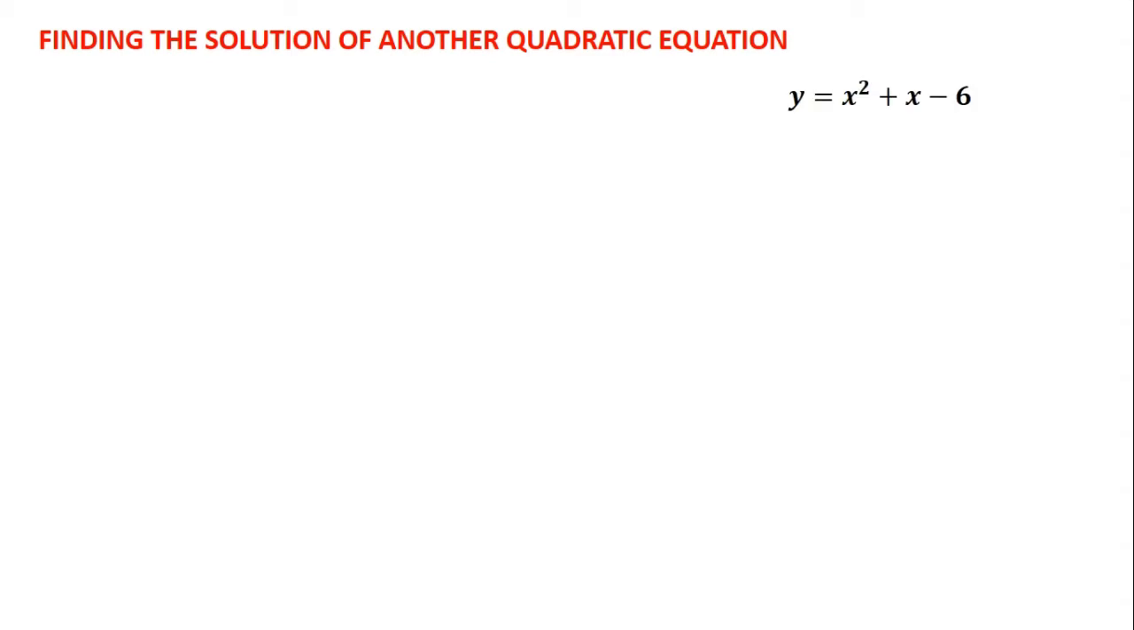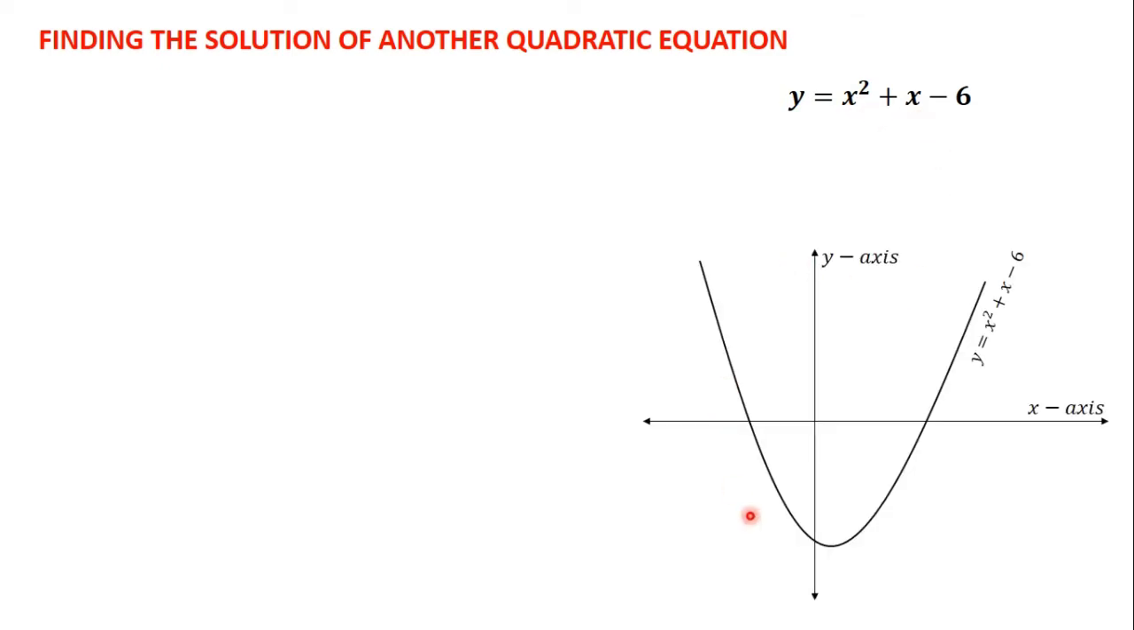So for example, if we draw the graph of the quadratic function y is equal to x squared plus x minus 6 on the graph sheet, we have something like this. We have the x-axis here, the y-axis here, and the graph of the function y is equal to x squared plus x minus 6. We have learned how to use this graph to find the solution of the equation x squared plus x minus 6 is equal to 0.